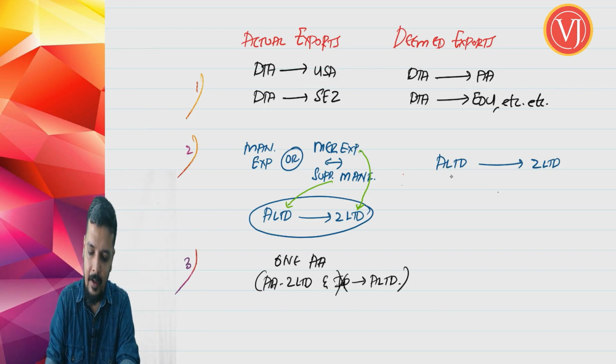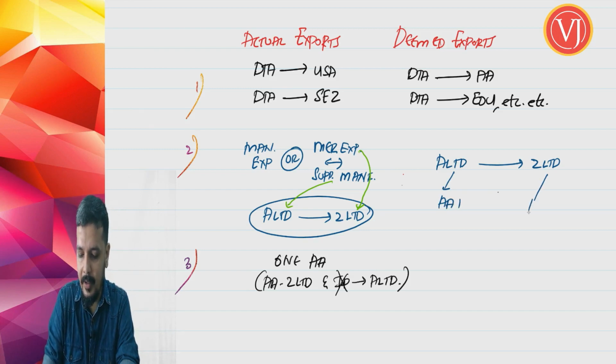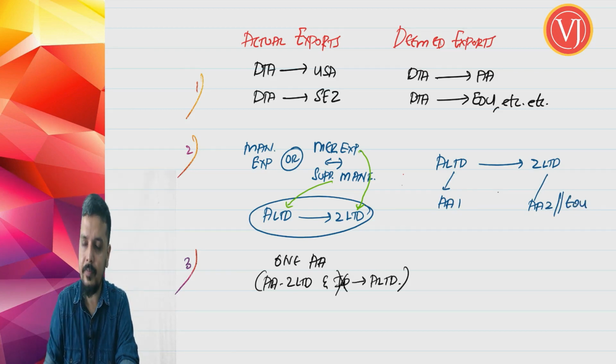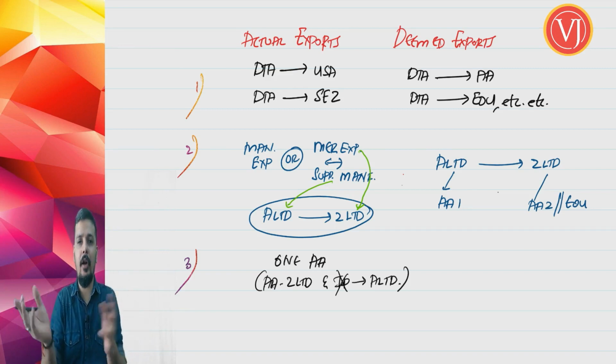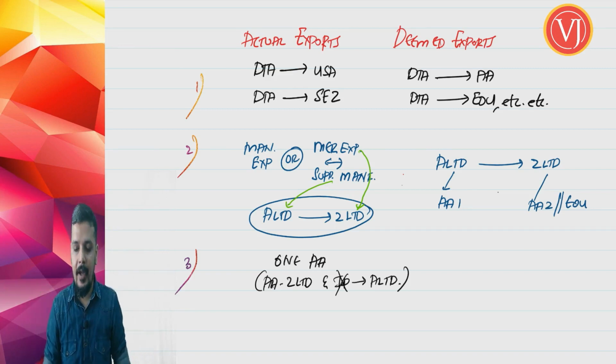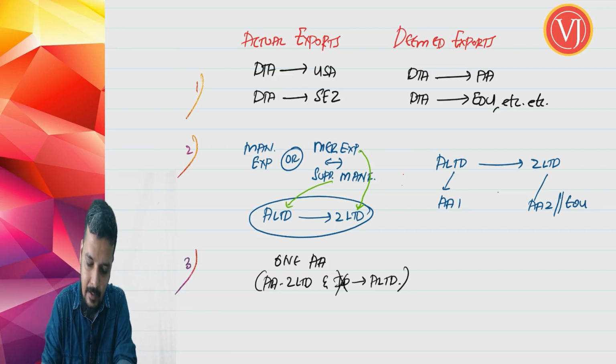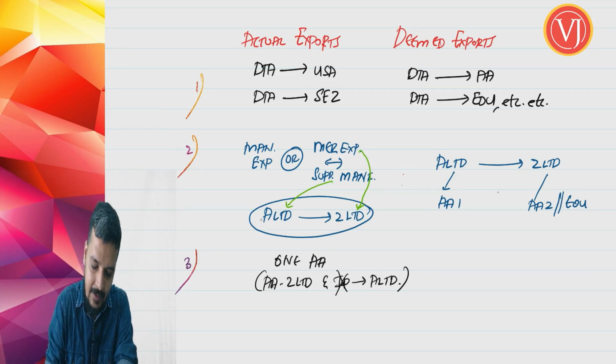A Limited is having one advance authorization. Z Limited is having another advance authorization. So they are working as independent units. They are not working as one unit. And A Limited, friends, now in this previous case, A Limited was supporting manufacturer.